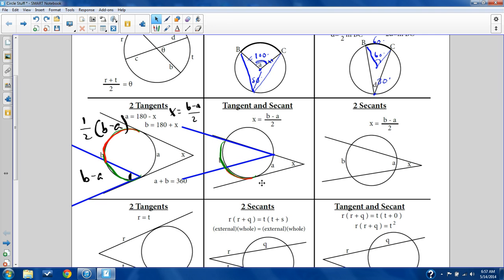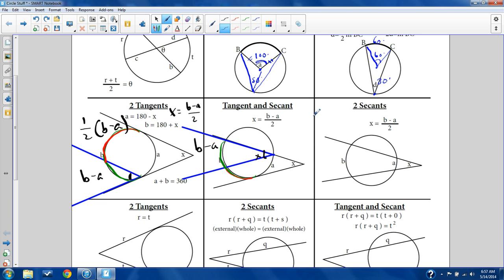You take all of B, subtract A, all that you're left with inside here is B minus A. So your intercepted arc is B minus A. Your X angle is half the measure of its intercepted arc, so it's 1/2 of B minus A. It's B minus A over 2.